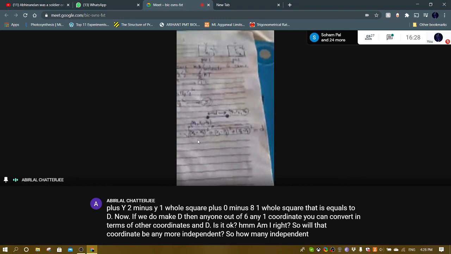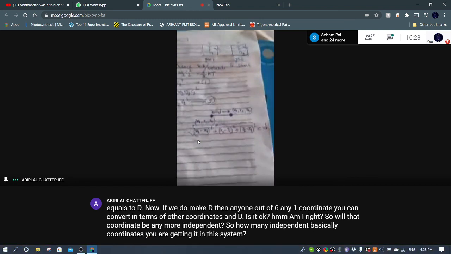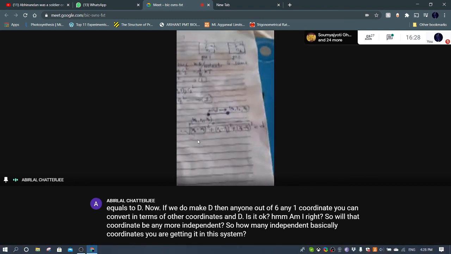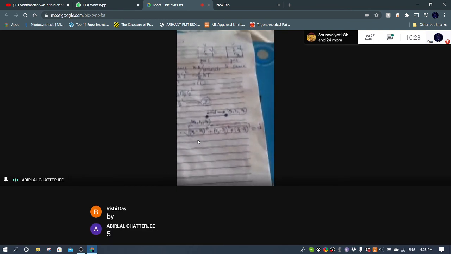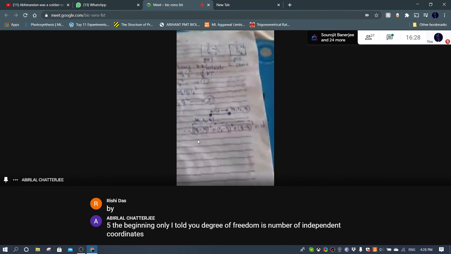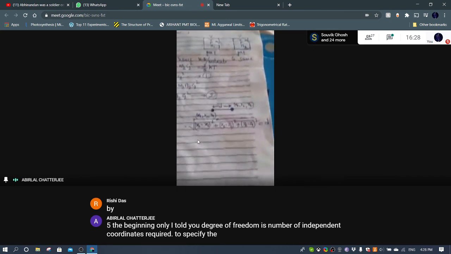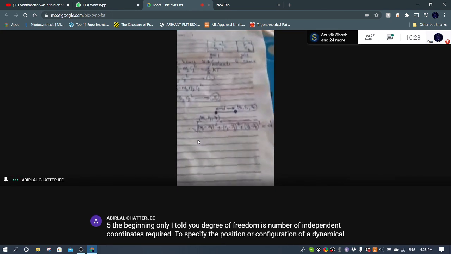So how many independent coordinates are you getting in this system? 5. At the beginning I told you, degree of freedom means the number of independent coordinates required to specify the position or configuration of a dynamical system.